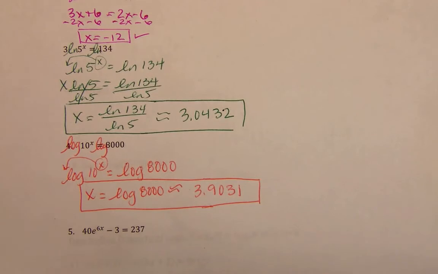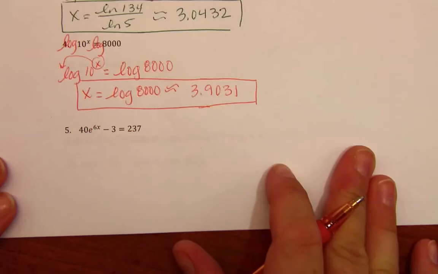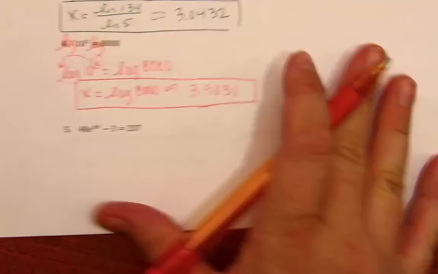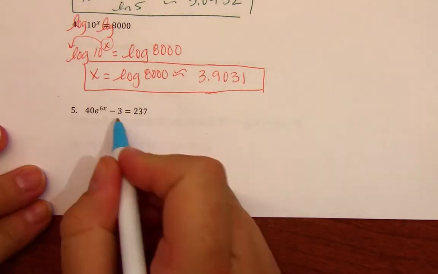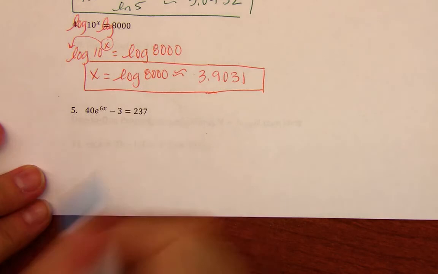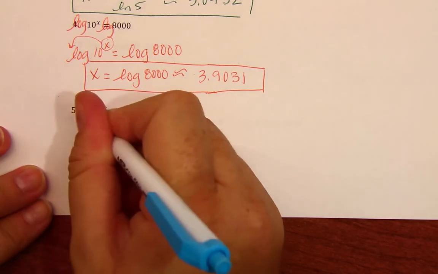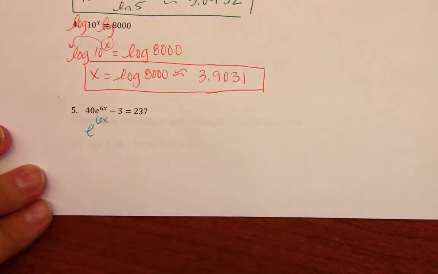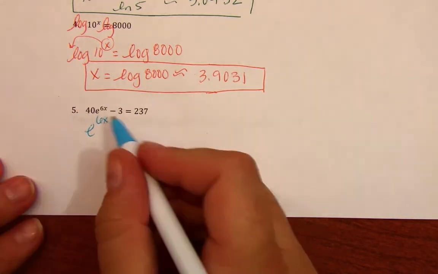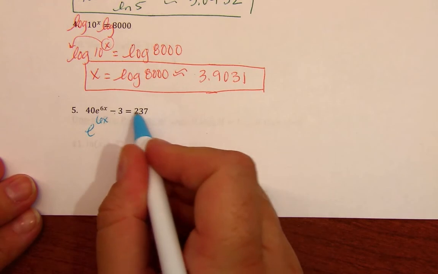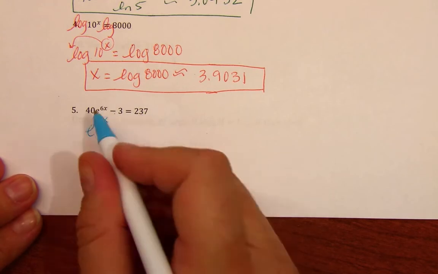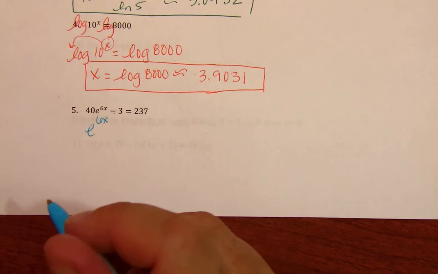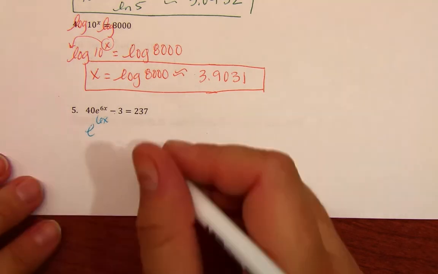All right, let's go ahead and do this last one here. We have a couple steps before we can start taking the log or natural log of both sides. Right now I have some other numbers on this side, so I need to add 3 to both sides and divide by 40. So when I do that, I get e to the 6x, and adding 3 gave me 240, and then 240 divided by 40 is going to give me 6.